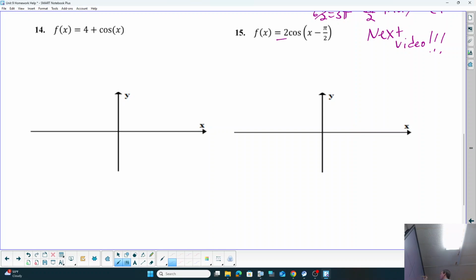So remember your amplitude is 2, right? And we're going to shift to the, what? Is it left or right? Shift to the opposite. Not left, but right. Pi over 2. Watch the next video.